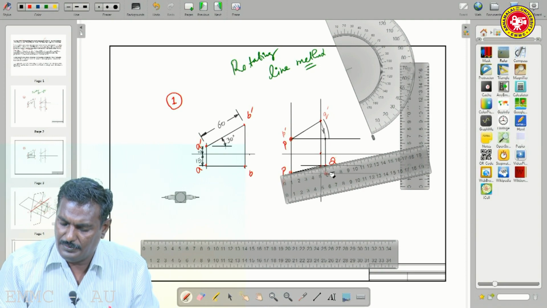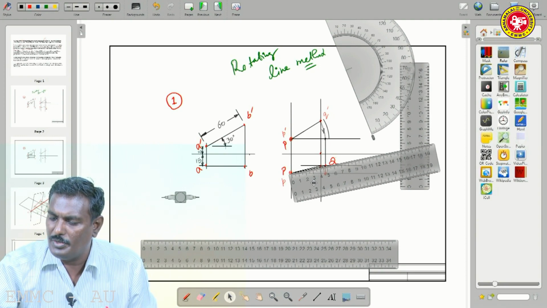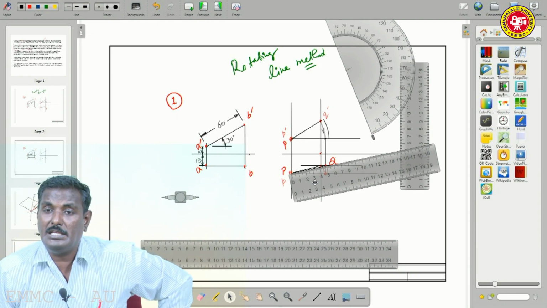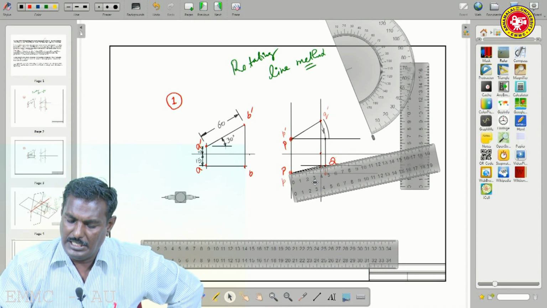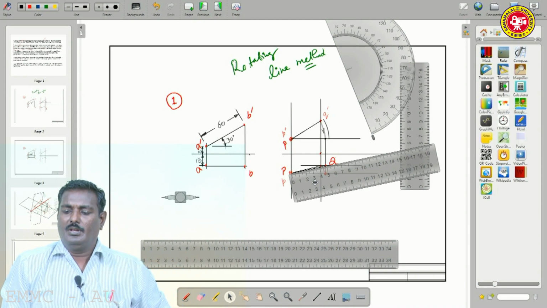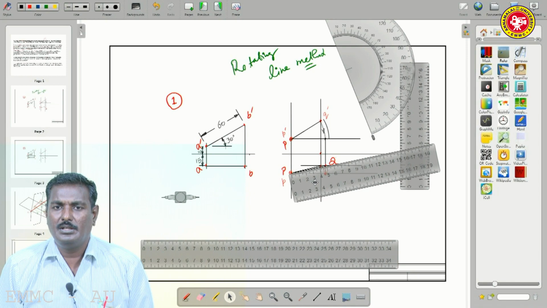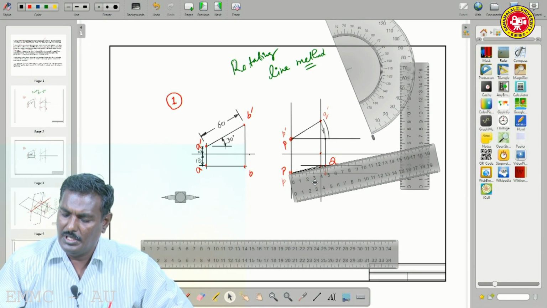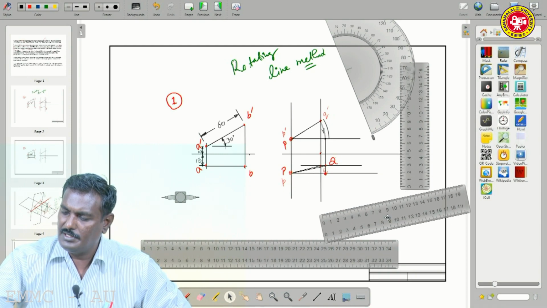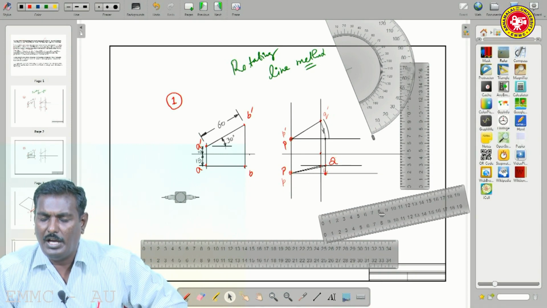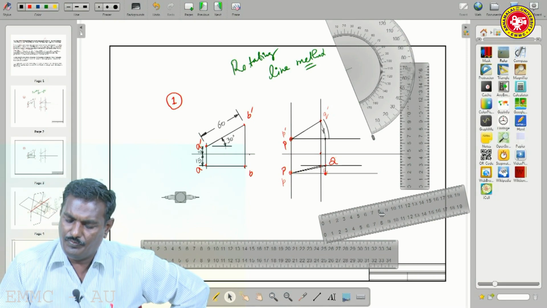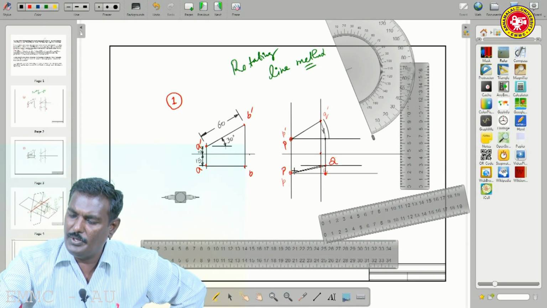Now measure. What about the measurement? It shows around 49 mm. Try to observe 49 mm. Keep it in mind, 49 mm, for this capital P and capital Q. In a similar case, we have to rotate small p, small q. Rotate the line small p, small q.